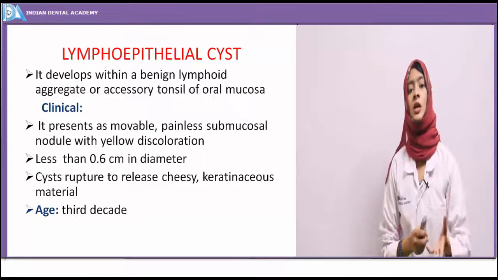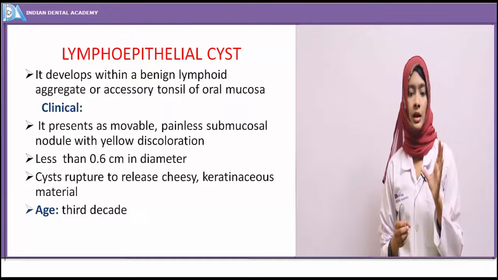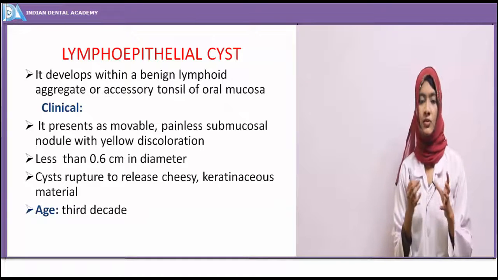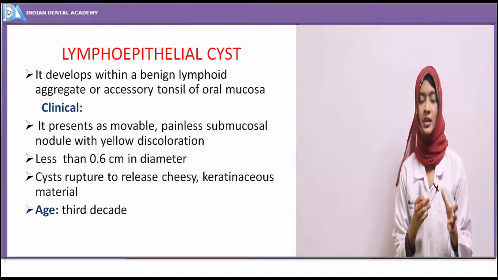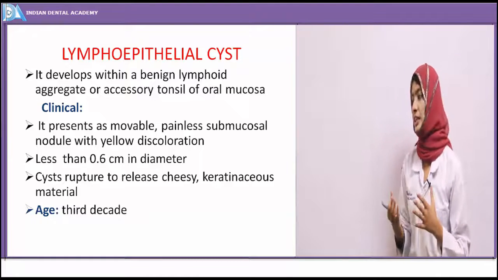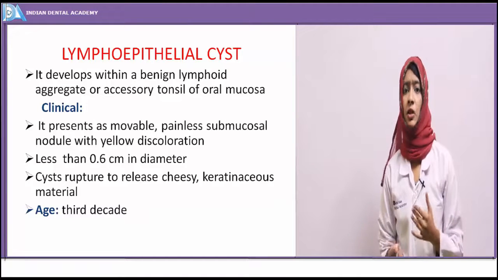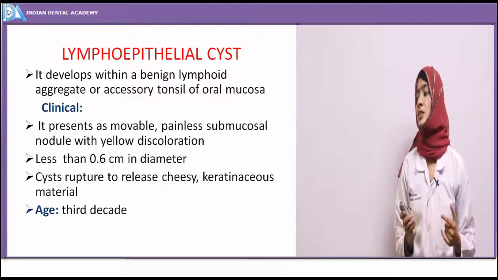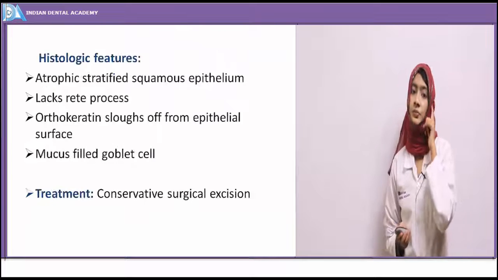The cysts rupture as the lymphoid aggregates. The crypts are filled with orthokeratin. When the cysts rupture, they release all that thick keratinaceous material into the oral cavity, which has a foul taste. The age of onset is about the third decade of life.